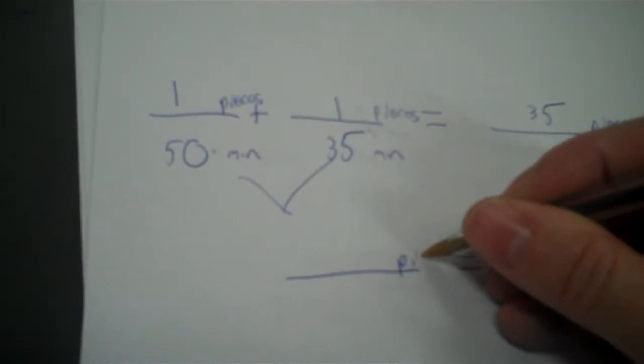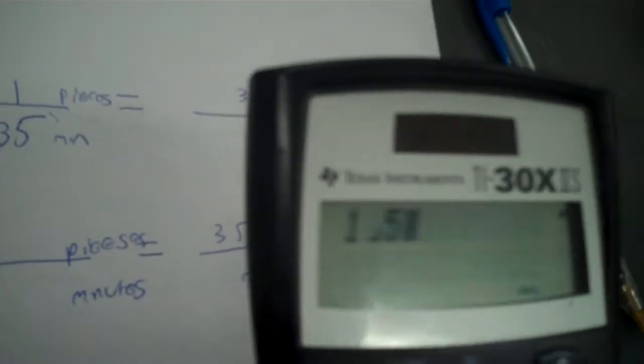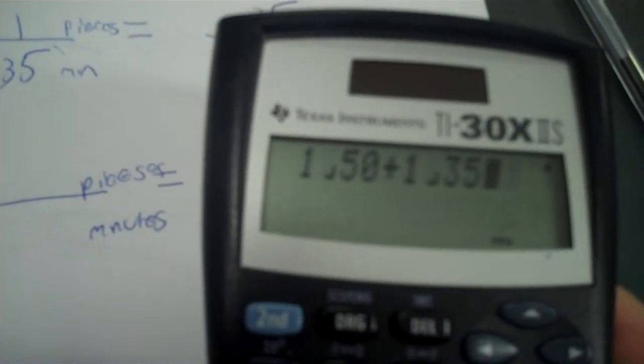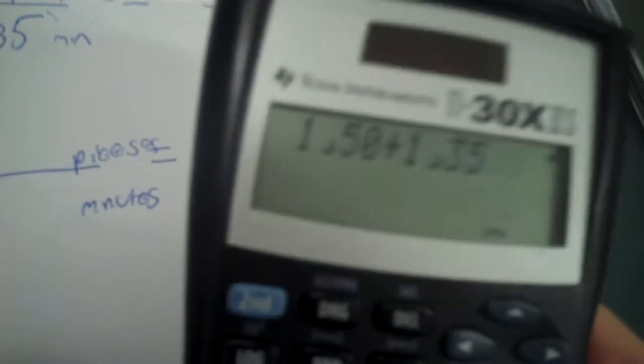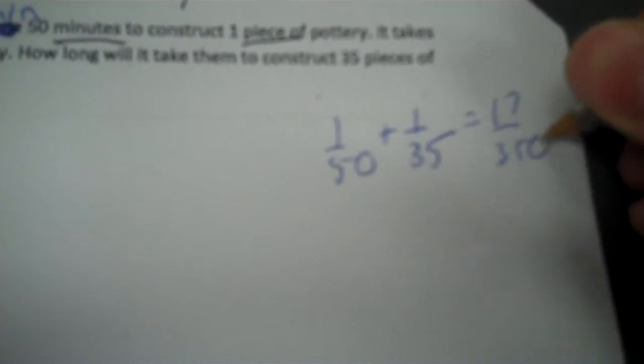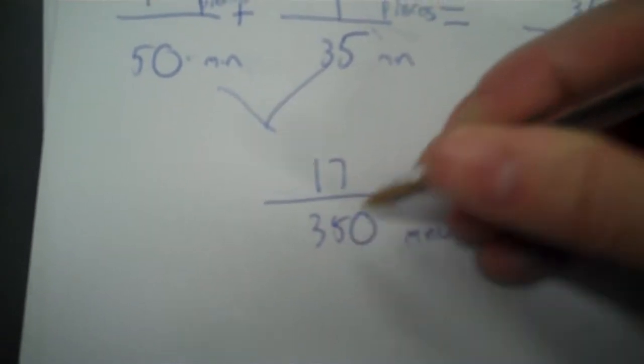But over here, we need to add these so I get a ratio of what they can do together. So I add those: 1/50th plus 1/35th. That's not fun to get a common denominator. Okay, so it's 17 over 350. And basically what that does is tell you that together they could do 17 pieces in 350 minutes.